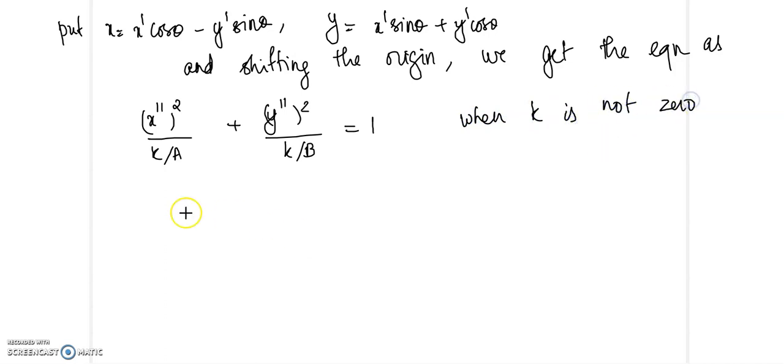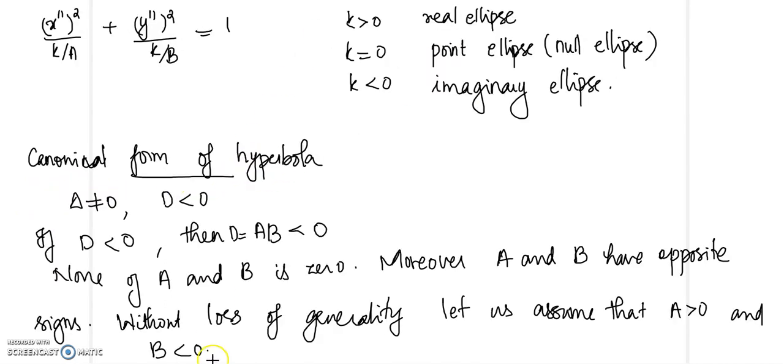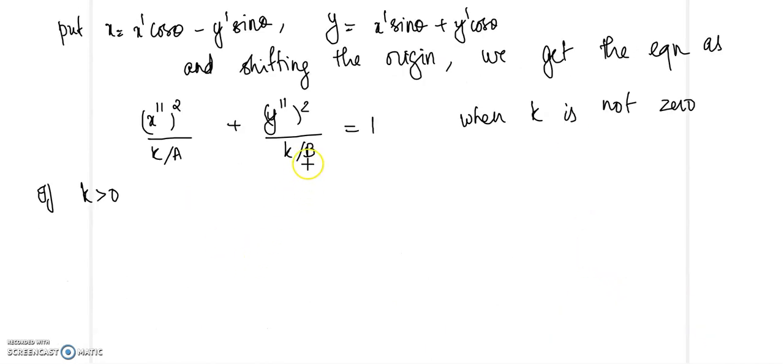Now we know here A and B will be of the opposite sign. So let us look at what is the form of equation when k is greater than 0. Now we have assumed the case where A is greater than 0 and B is less than 0. So k is positive and A is positive, so here you will have positive. Here k is positive, b is negative, so here you will have negative.